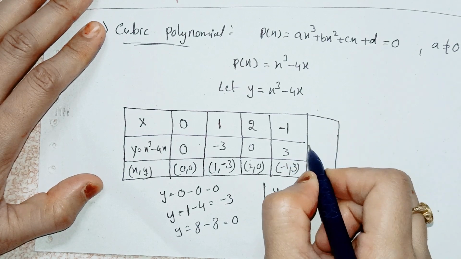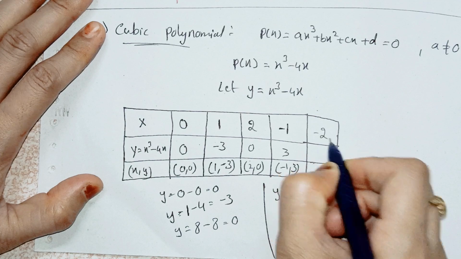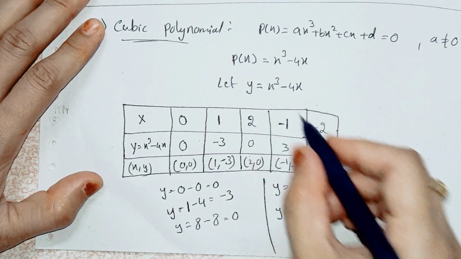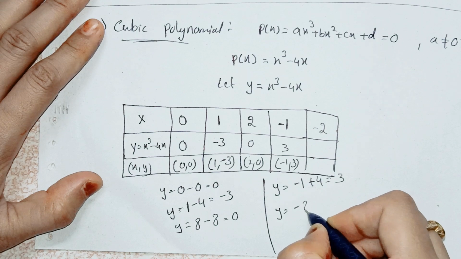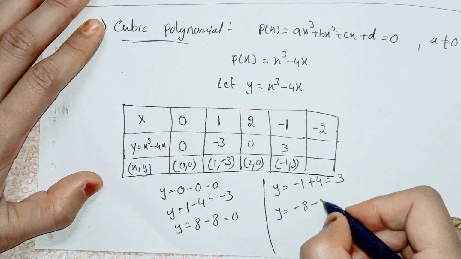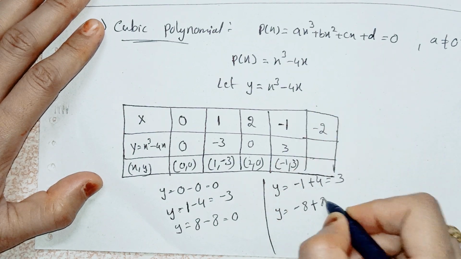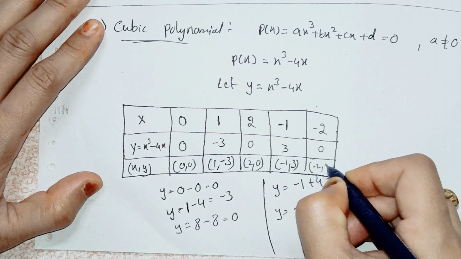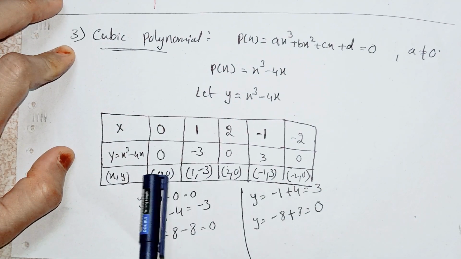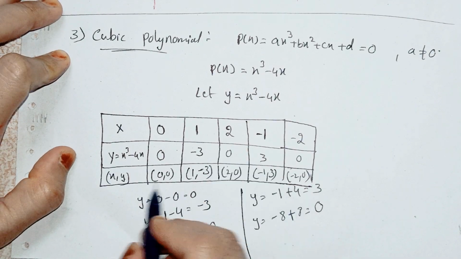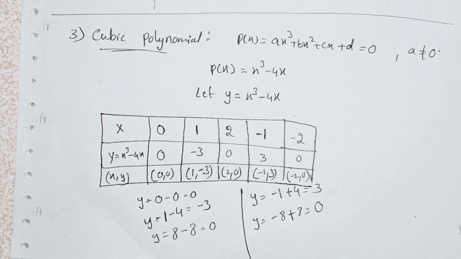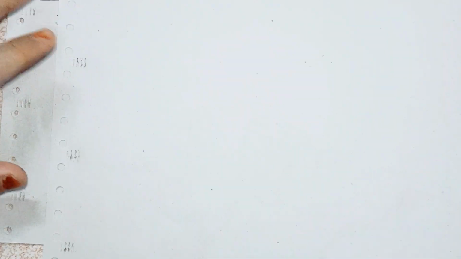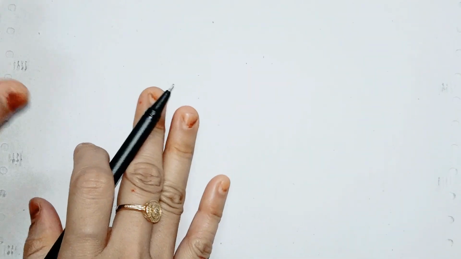Now I am taking minus 2 also. If I take minus 2, then y will be minus 2 cube, which is minus 8, plus 4 2's, which is 8. Again I am getting 0. So minus 2 comma 0. Now we'll try to draw a graph using these points. So our graph will be like this.